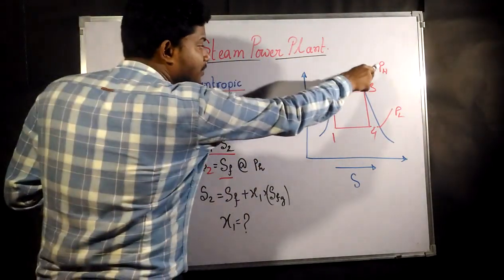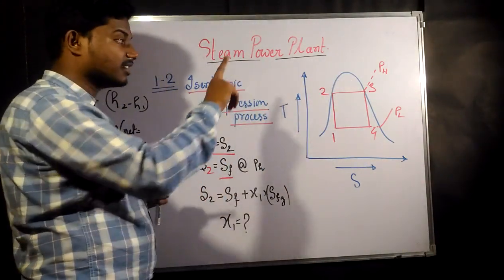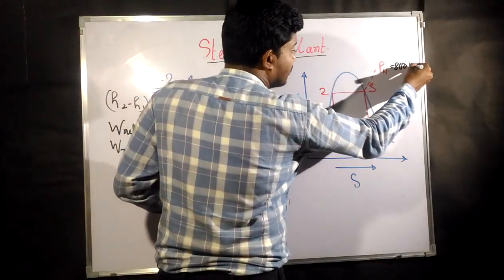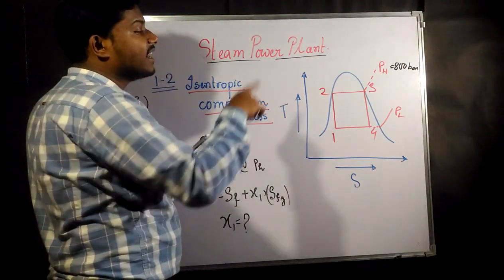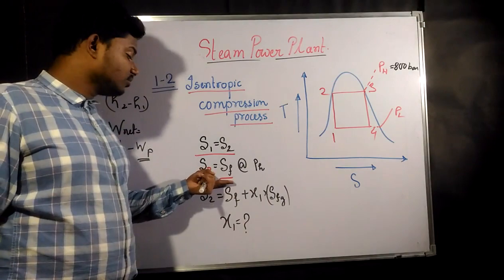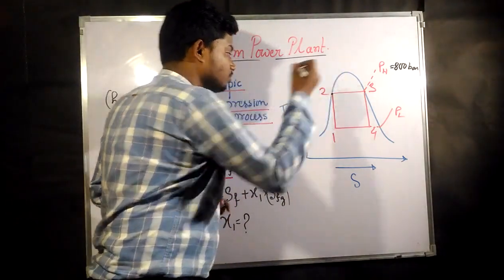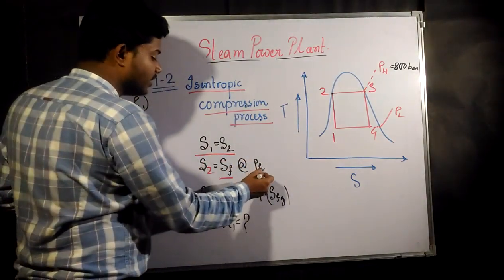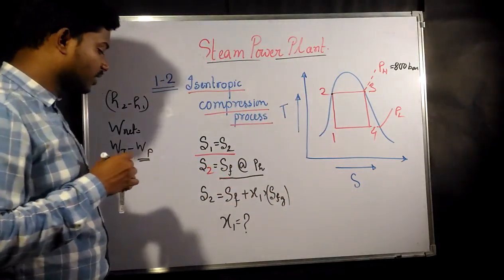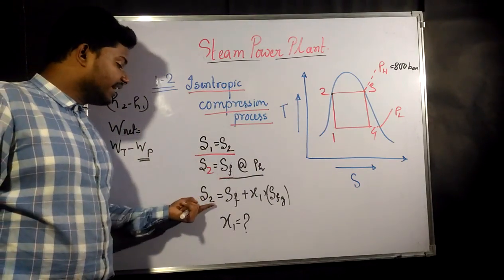So at high pressure, from the steam table, high pressure is going to have a constant value, suppose 800 bar. At this 800 bar, the entropy at the fluid line is going to be the entropy at point 2. So here we can easily find S2. Now we know that S2 is again the same as S1. So again there is an equation.